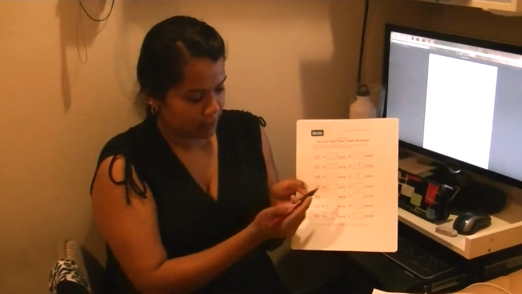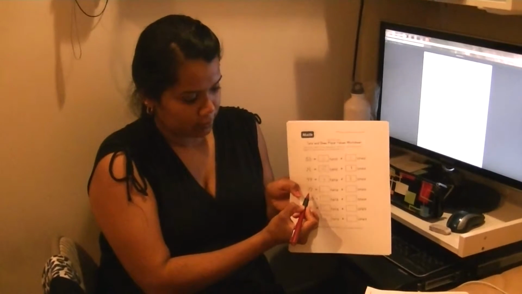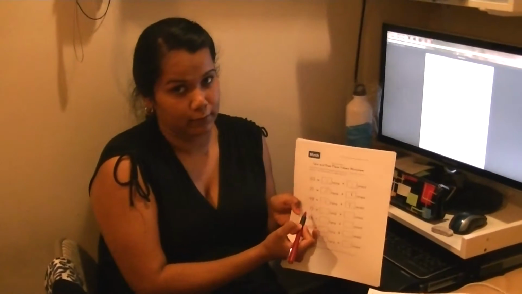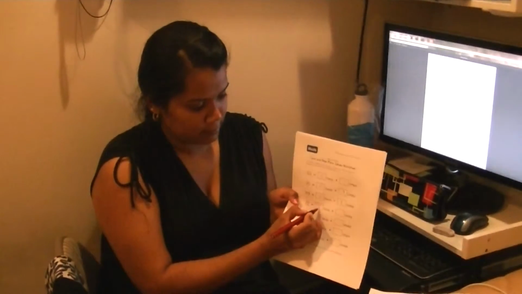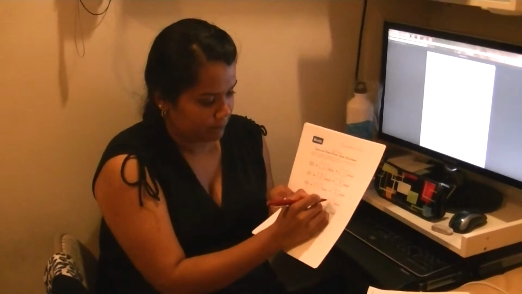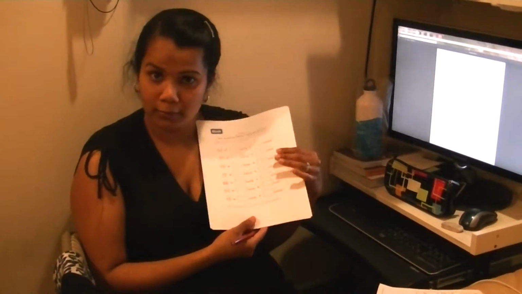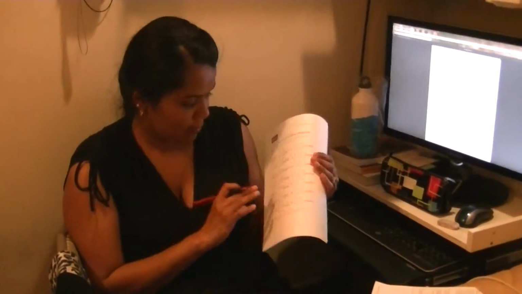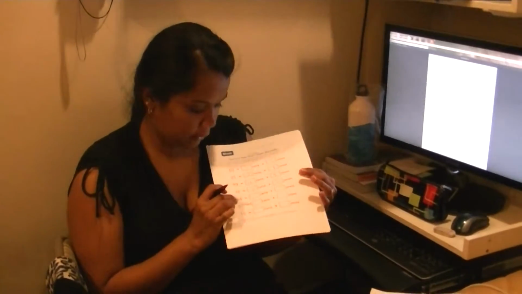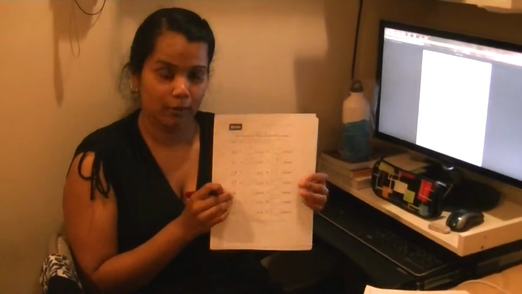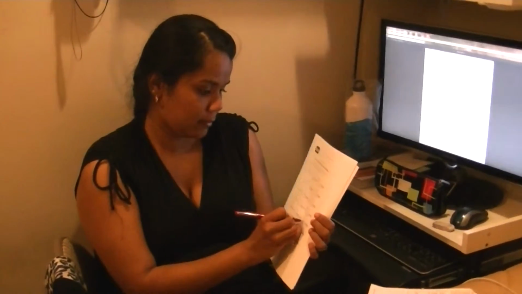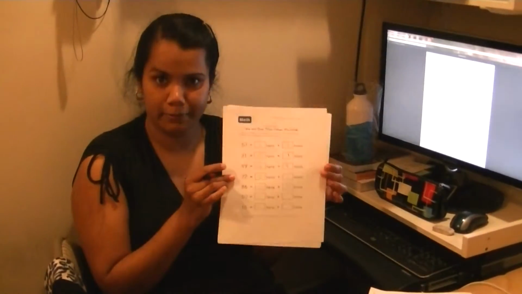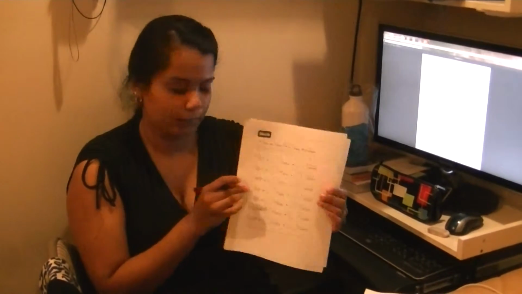72. There are 7? 7 what? 7 tens? Good. And how many ones? 2. Good. Do you want to try the last 3 on your own? Sure. Okay. We have the number 86. Can you tell me what number is in the ones place? Number 6? Good. And what number is in the tens place? Number 8. Good.